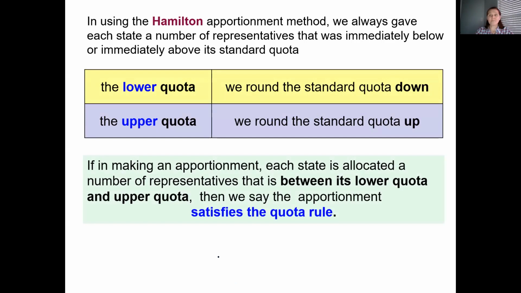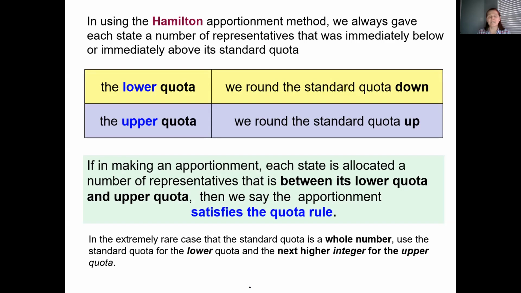We can redefine the quota rule: if in making an apportionment, each state is allocated a number of representatives that is between the lower quota and the upper quota, then we say the apportionment satisfies the quota rule. In the extremely rare case that the standard quota is a whole number, as in the last example, use the standard quota for the lower quota and the next higher integer for the upper quota.